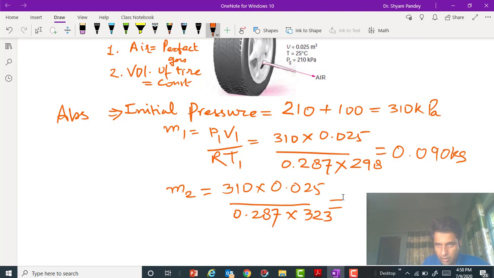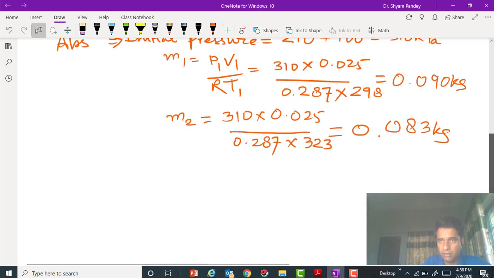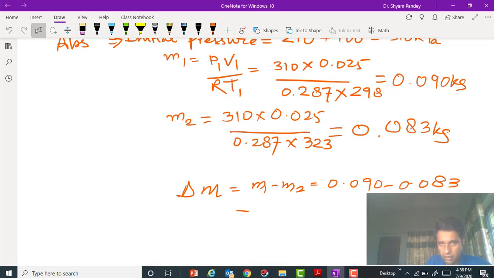kg. So now we can calculate the differential mass delta M, which is nothing but M1 minus M2. M1 is 0.090 minus 0.083, so the mass becomes 0.007 kg. So this much needs to be bled off. This is the answer. So with this, all the best. We will meet soon. Thank you.